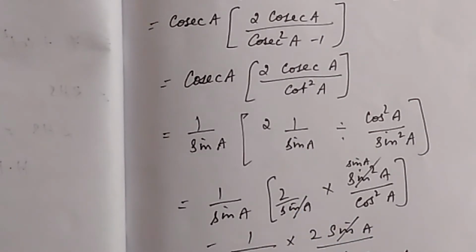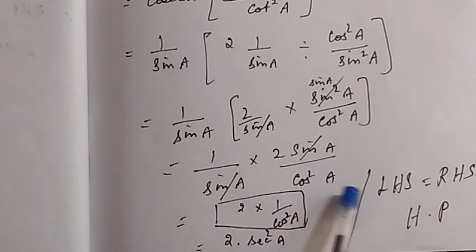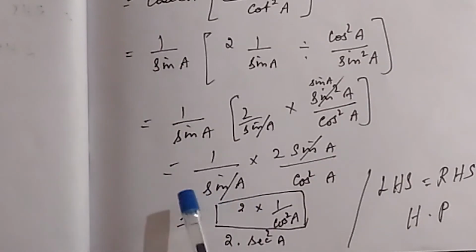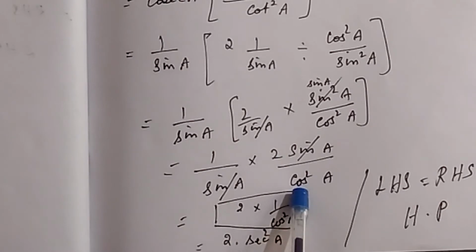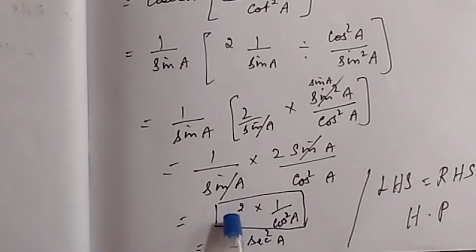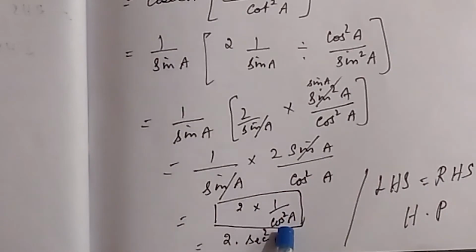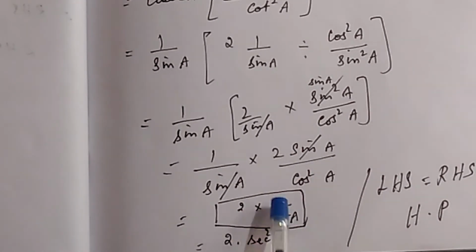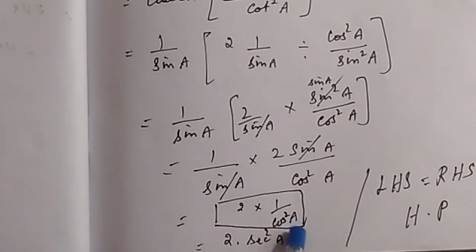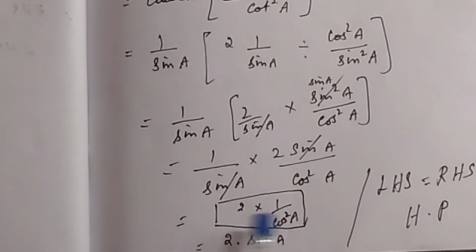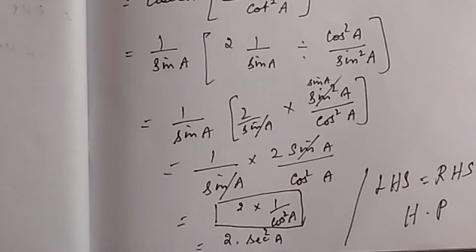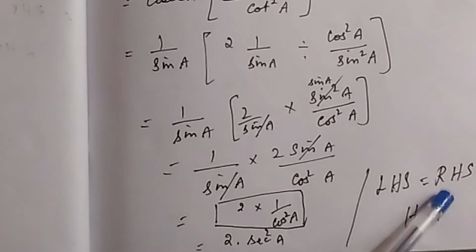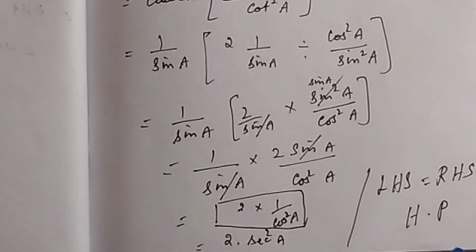You will get 1 upon cos squared A into 2, or 2 into 1 upon cos squared A. And we know 1 upon cos A is equal to secant A. So you will write 2 secant squared A. That is the right hand side. So left hand side is equal to right hand side. Hence proved.